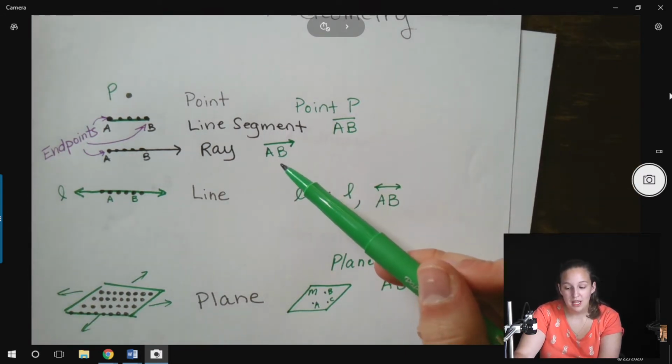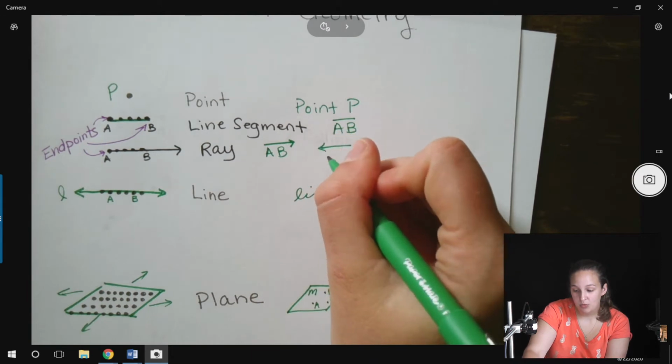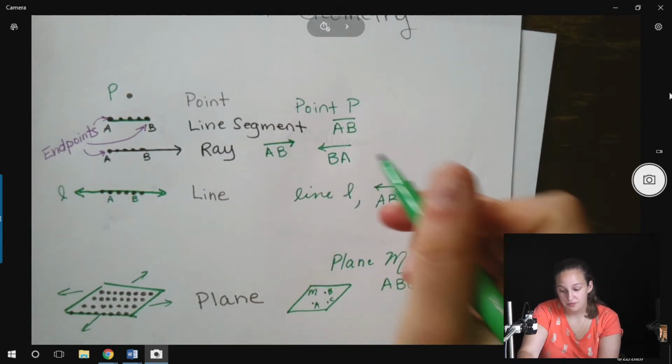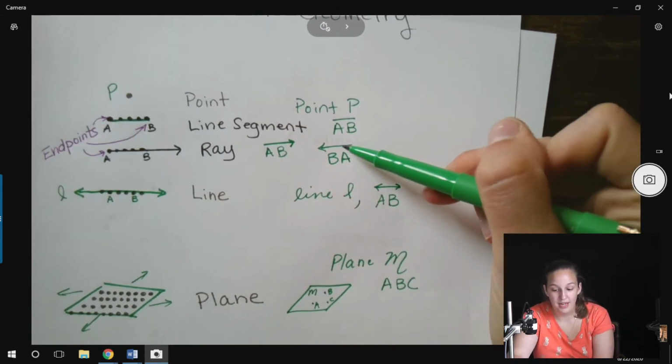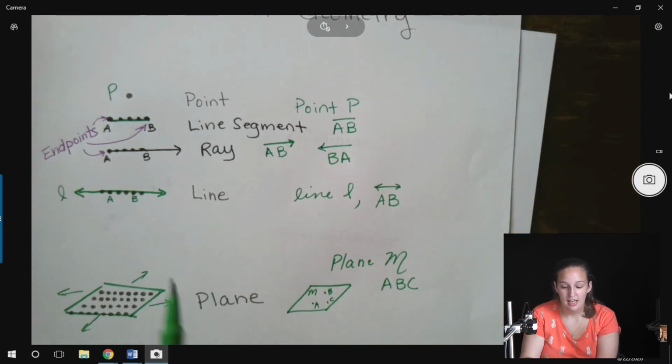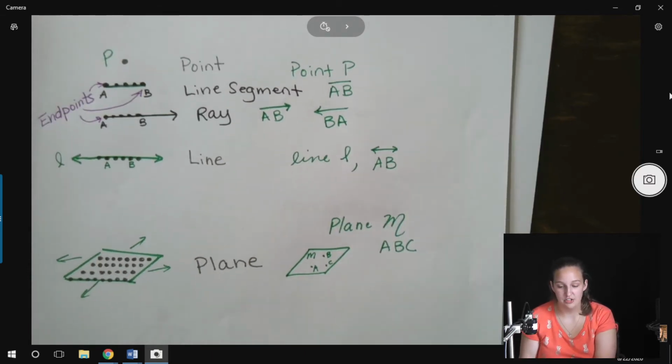If you switch B and A here, though, you have to switch the direction of your arrow, because this is an endpoint and that continues. It goes past B but stops at A. So that's the important thing to remember when you're making these classifications.